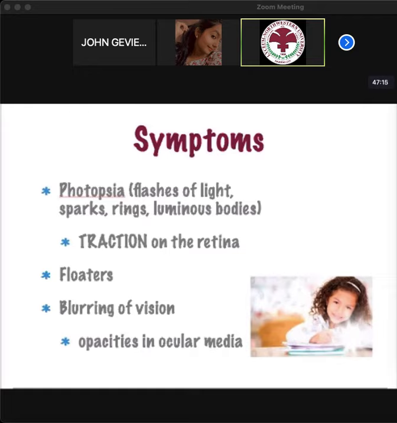Floaters may also result from opacities or hemorrhages in the vitreous. So any opacities within the vitreous cavity are sometimes perceived by the patient as floaters, or blurring of vision resulting from opacities in the ocular medium.